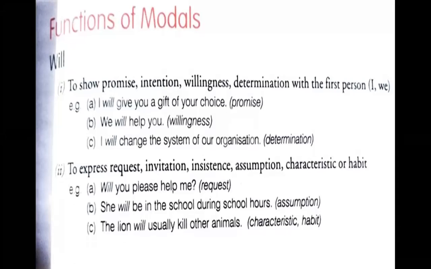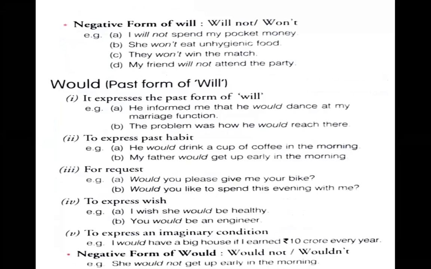So these points are mentioned there when we use will as a modal, or the negative form, will not and won't. That means shall is not in use there. I will not spend my pocket money. She won't eat hygienic food. This won't is there. They won't win the match, right? My friend will not attend the party. So see students, what we get there, this can be used in a negative as well as interrogative form also.